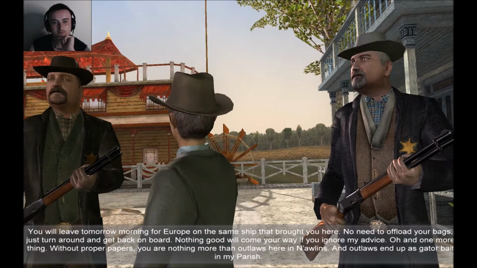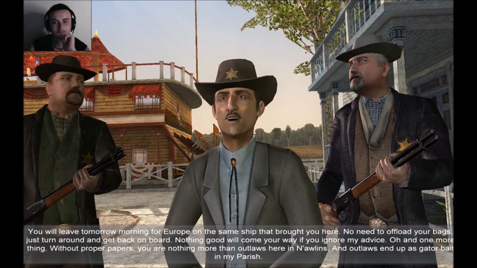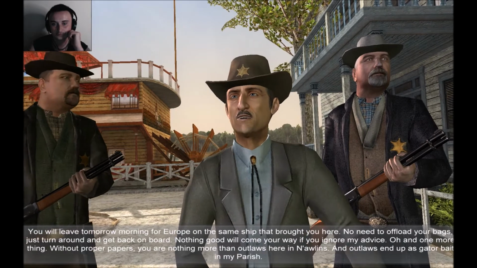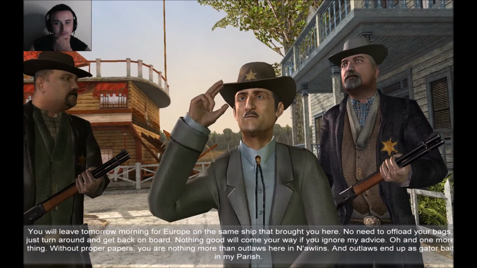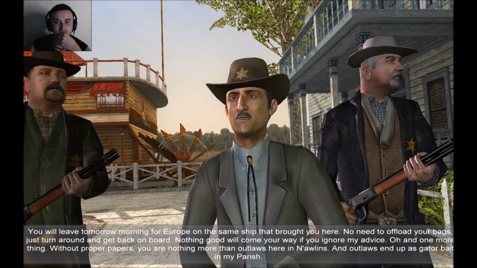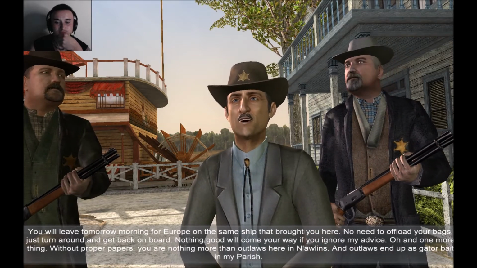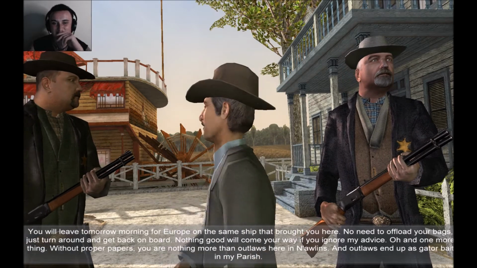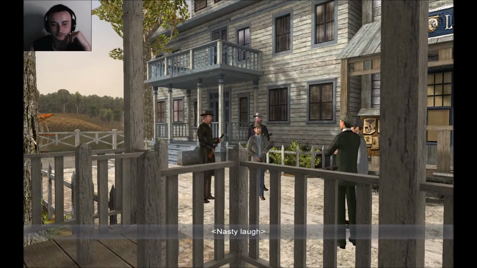You will leave tomorrow morning for Europe on the same ship that brought you here. No need to offload your bags. Just turn around and get back on board. Nothing good will come your way if you ignore my advice. Oh, and one more thing. Without proper papers, you're nothing more than outlaws here in New Orleans. And outlaws end up as gator bait in my parish.